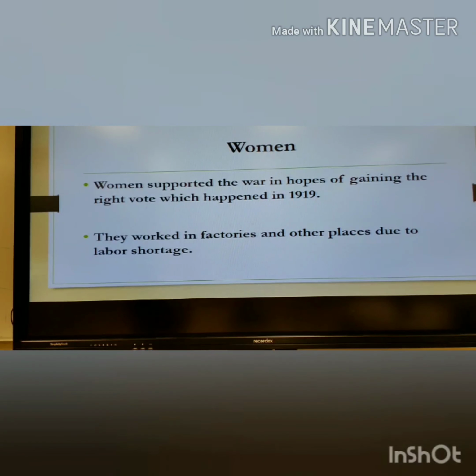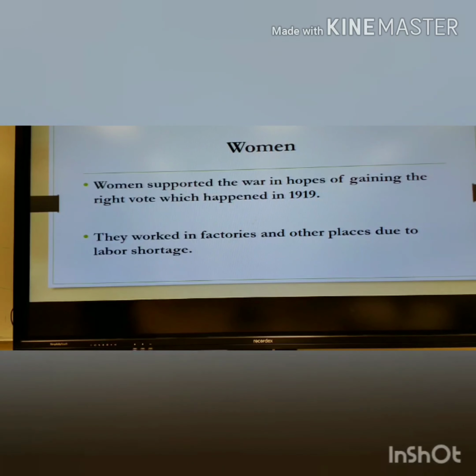Women supported the war wholeheartedly because they wanted something out of this war. What were women seeking? They were seeking the right to vote. And due to them showing their patriotism, they gained the right to vote in 1919.